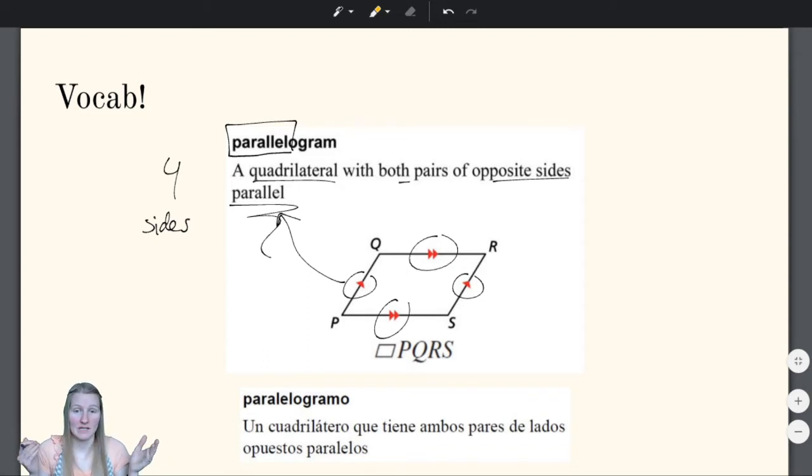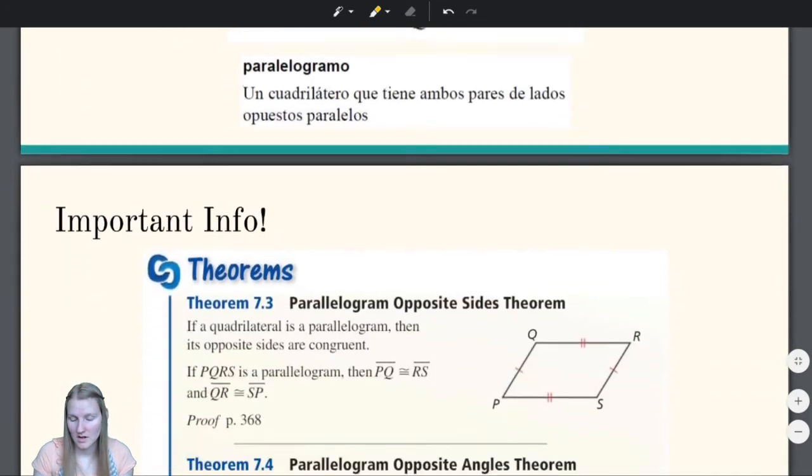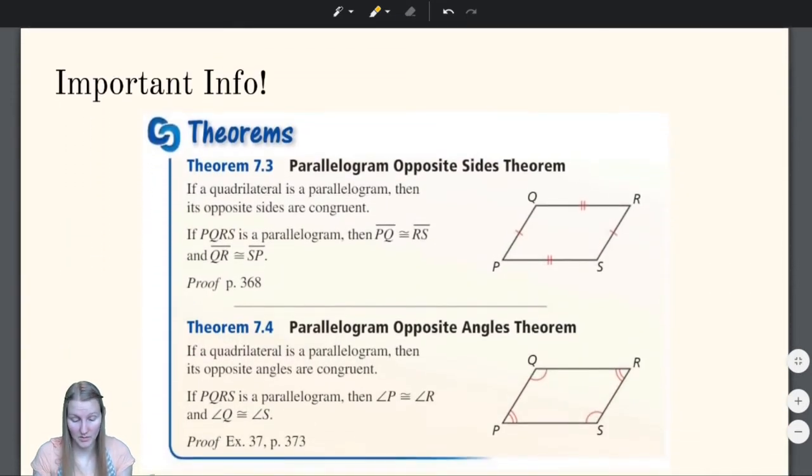Alrighty, that's what a parallelogram is. Now let's learn some theorems about parallelograms. Let's learn some properties about parallelograms. If a quadrilateral is a parallelogram, if I have a parallelogram, then opposite sides are congruent.